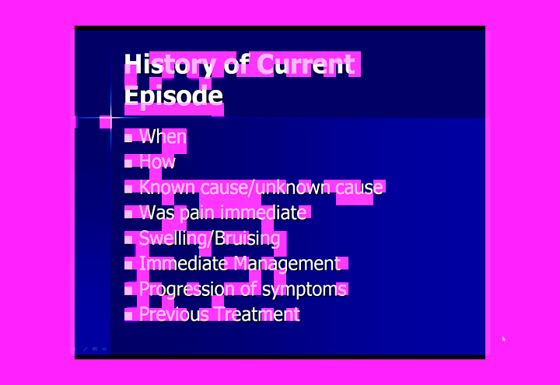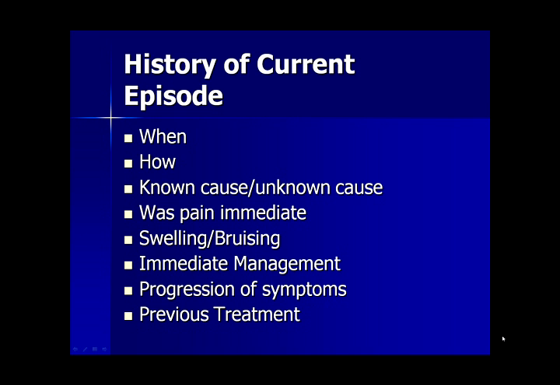Once you've determined the behaviour of symptoms, it's then useful to move on to the history of current condition. This involves determining when the condition started and exactly how long ago. So you will need to find out if the condition is in the early stages of pathology or moving through to a more repetitive condition, or perhaps an acute on chronic episode. Was there a known cause or an unknown cause? Was the pain immediate, or was there any swelling or bruising that occurred?